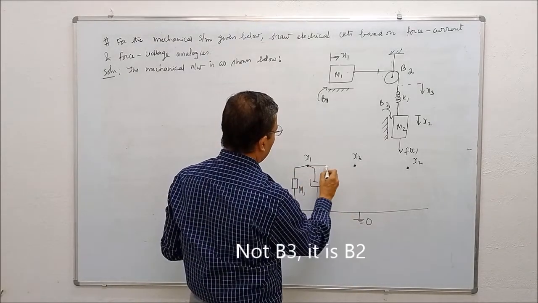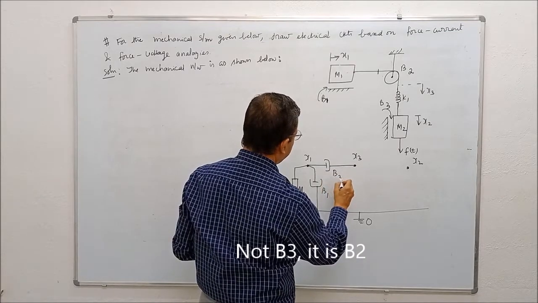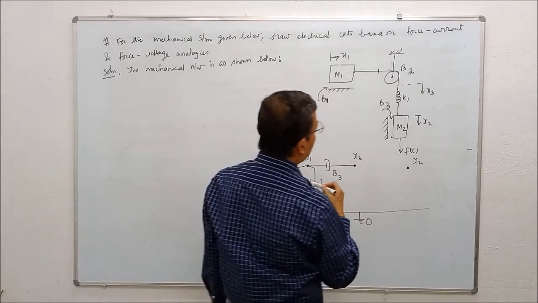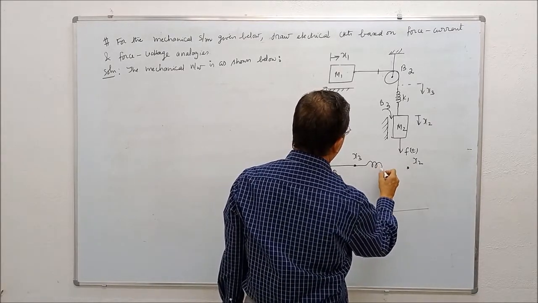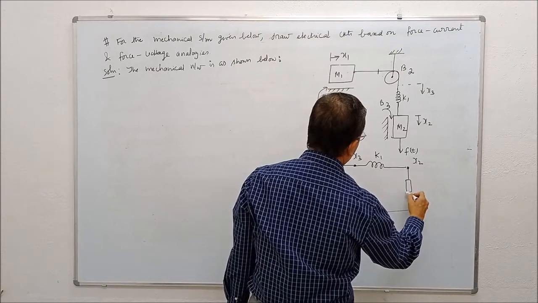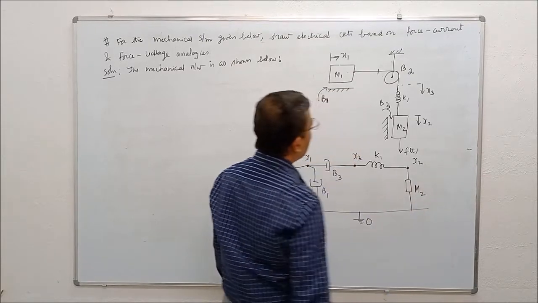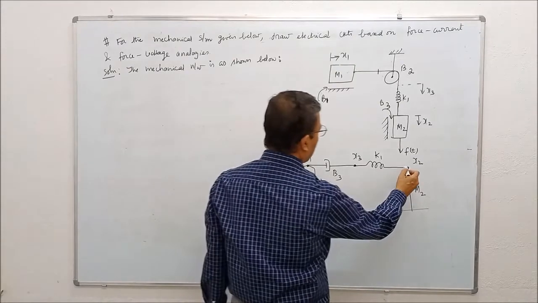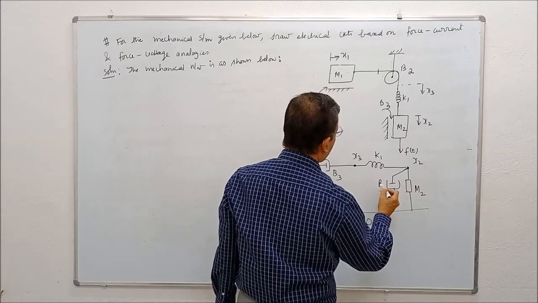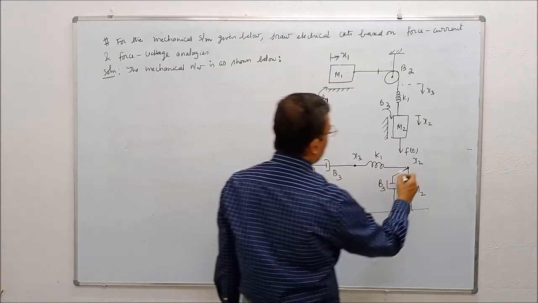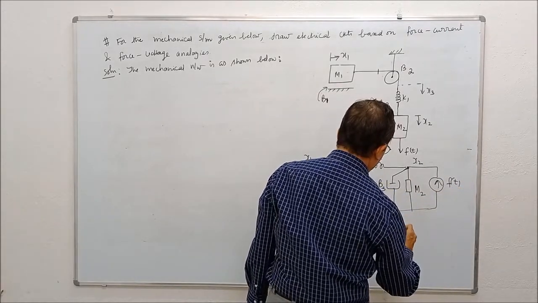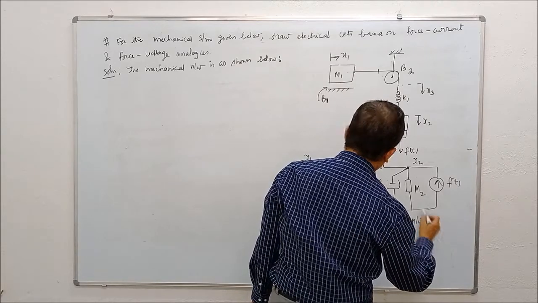B3 is the damper between x1 and x3. K1 is inserted between x3 and x2. M2 comes between x2 and ground. B2 is the friction between M2 and ground, therefore this is B2. Force F of t is applied to mass M2, therefore it is applied at node x2 in the mechanical network. This is the mechanical network.